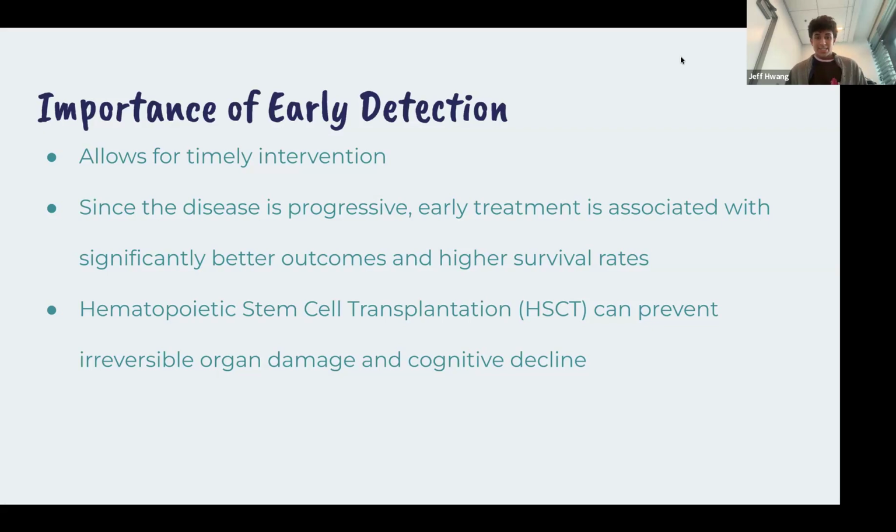Something like HSCT can actually help prevent this irreversible organ damage and the cognitive decline that comes with this disease. Assuming you were to detect this disease early enough that you can save a lot of the parts of the body that might be being attacked and in decline in this timeline.